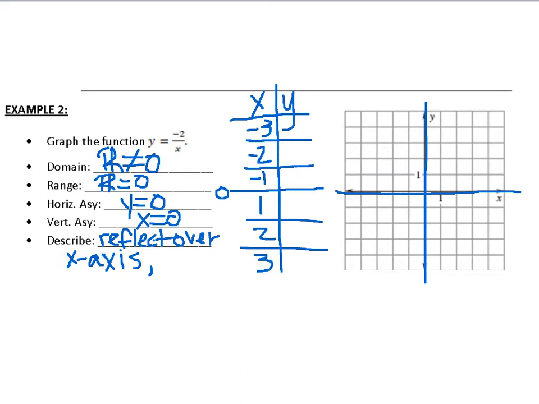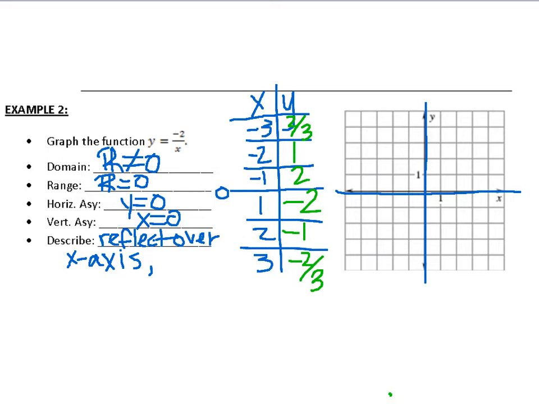If you just plug those into your calculator, you get 2/3 for -3. For -2, you get 1. For -1, you get 2. For 1, you get -2. For 2, you get -1. And for 3, you get -2/3. And again, you should just be able to plug those into your calculator to find those values.